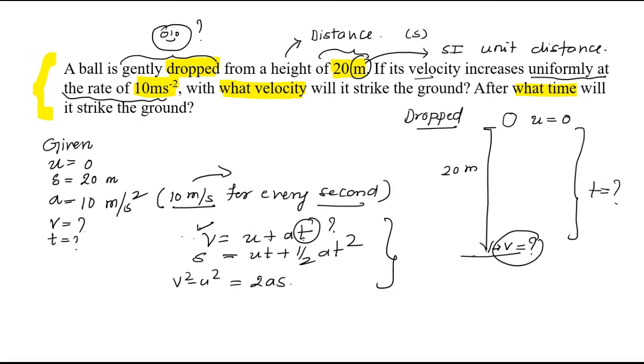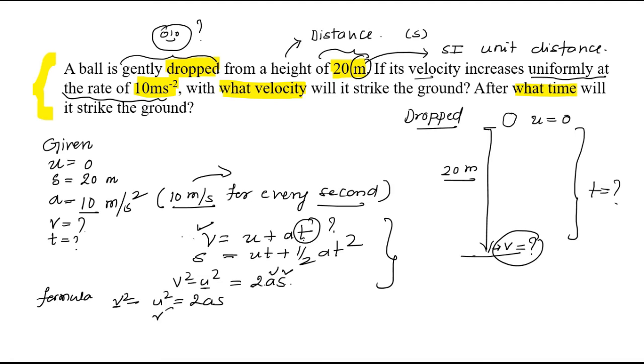Now you go for the third equation: v square minus u square is equal to 2as. In this, s is given, that is 20 meter. a is given, which is 10 meter per second square. u is already 0, and we can find v. So what is the formula we have to use here? Formula to find the final velocity, that is v square minus u square is equal to 2as. And what is to be found? This particular letter, that is v square.